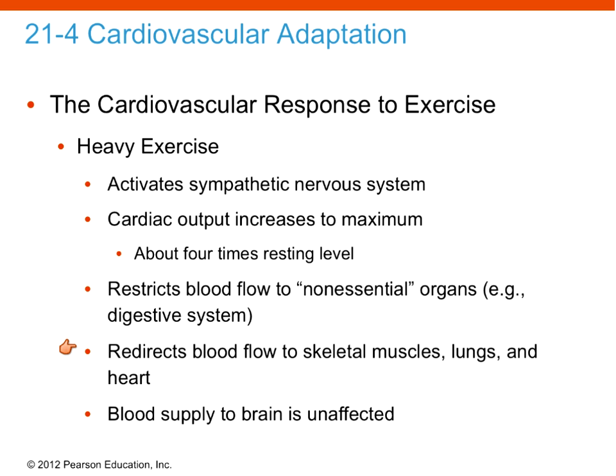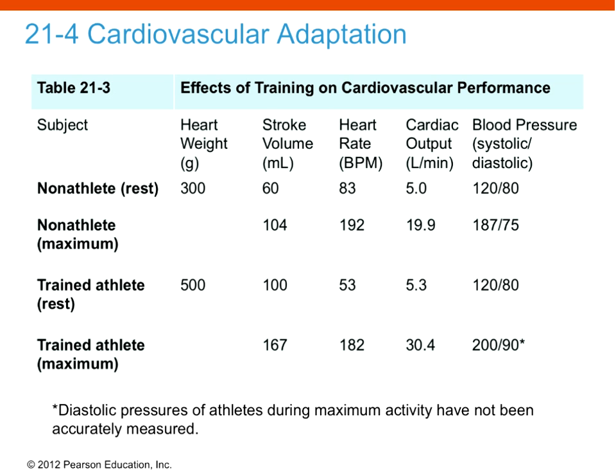And so we said redirect blood flow to your muscles, lungs, and heart. Blood supply to your brain is overwhelmingly not super affected, but there is an increased amount of blood going to your lungs, and as a result, there's going to be a slight increase, a slight bump up to your brain.